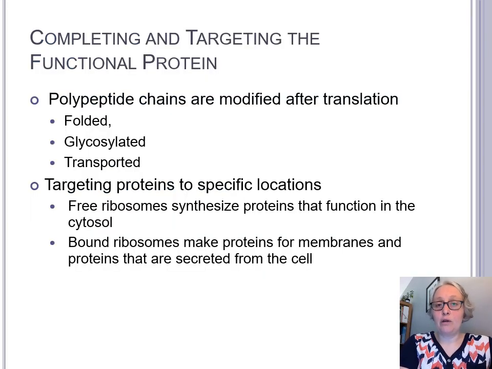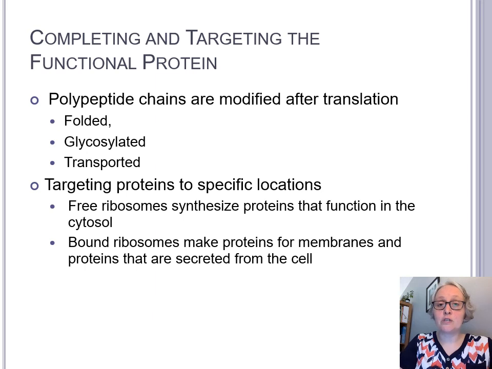Now that we have our polypeptide chain made, these are often going to be modified after translation. We're going to fold them, we're going to stick sugars on them, that's called glycosylation. We also have to transport them, maybe using our endomembrane system, to the appropriate locations within a cell. In order to get a protein to the appropriate location, it happens very early on in the process of translation.